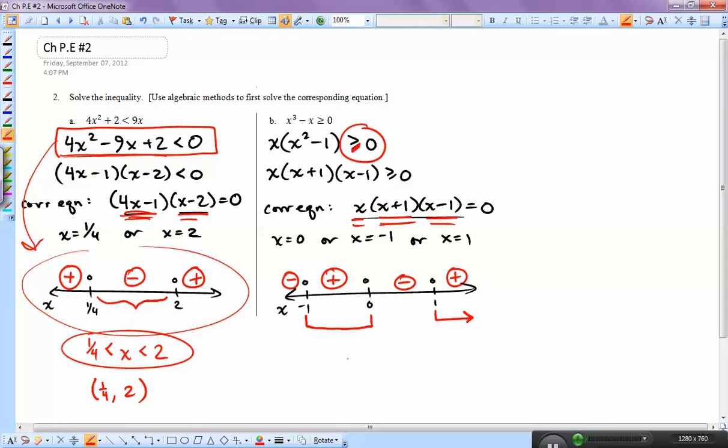Okay, so I can write it like this. I can say -1 is less than or equal to x is less than or equal to 0, or x is bigger than or equal to 1. Or I can write it using interval notation like this. Bracket, since it's included, -1, 0. Union, remember that means or. And then 1 up to infinity. And again, the brackets are there because those are included.